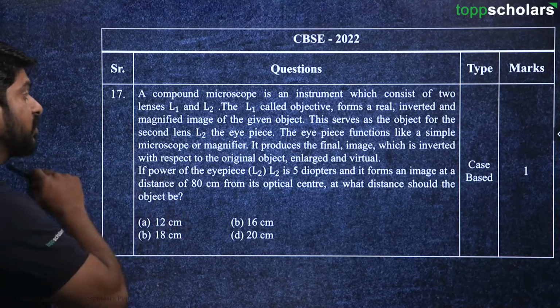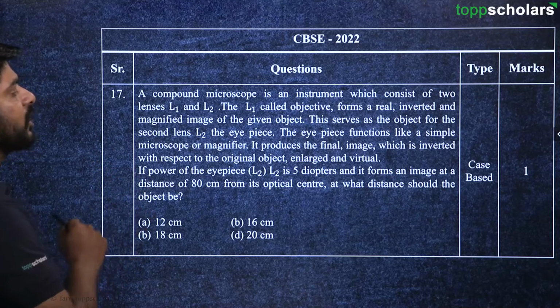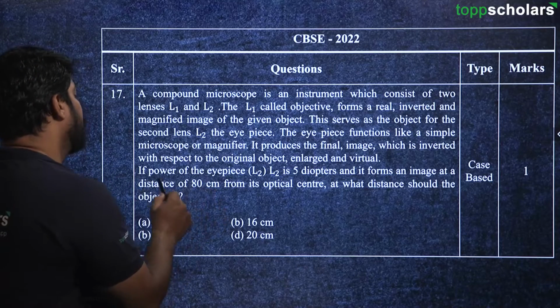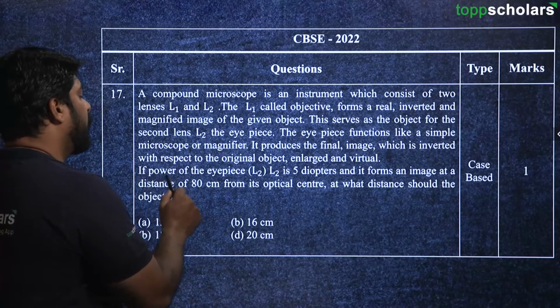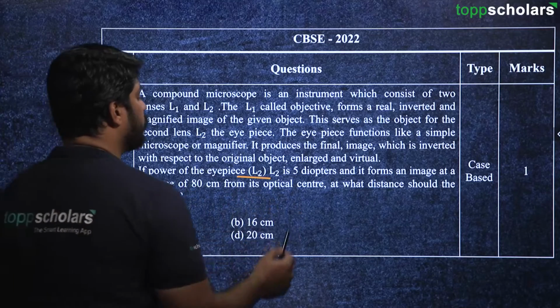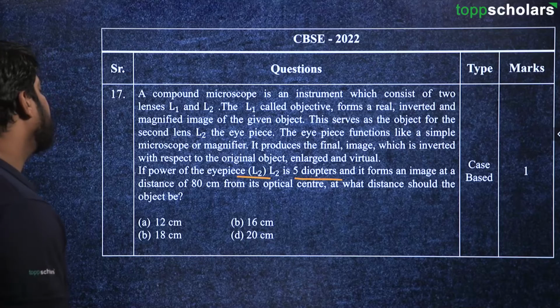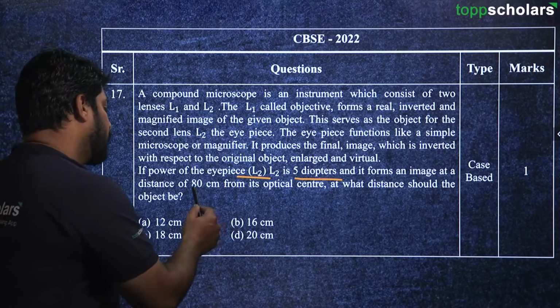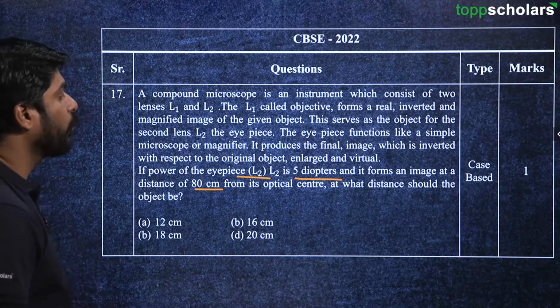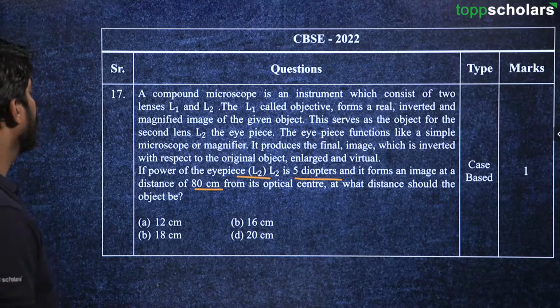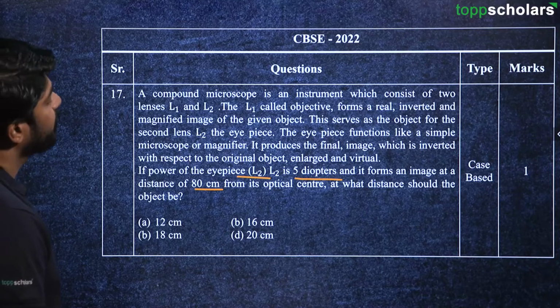Again this is the same situation or same case, but the question has changed. If the power of the eyepiece L2 is 5 diopters and it forms an image at a distance of 80 centimeter from its optical center, at what distance should the object be?